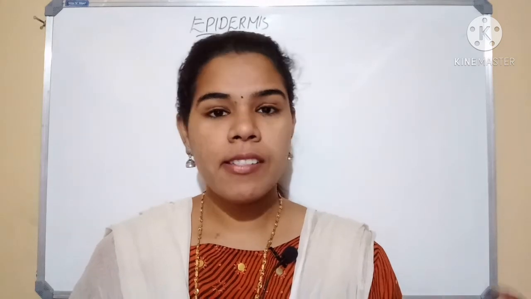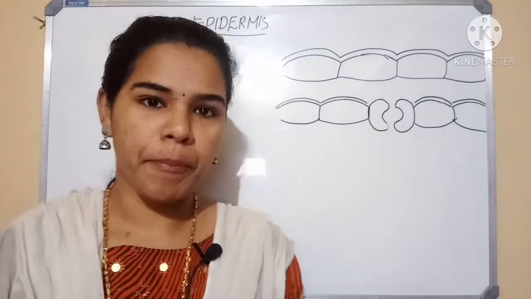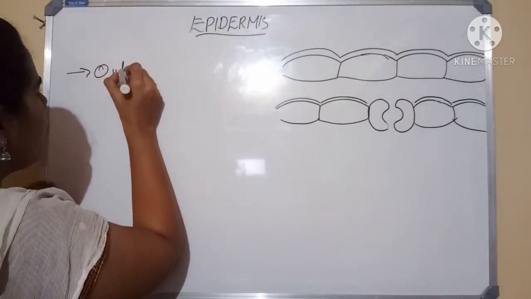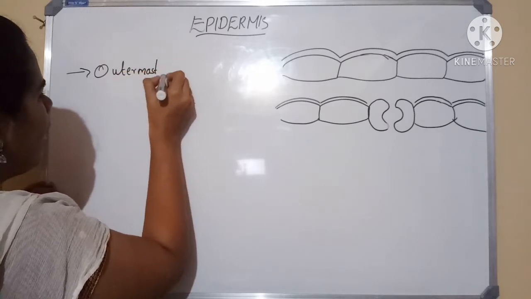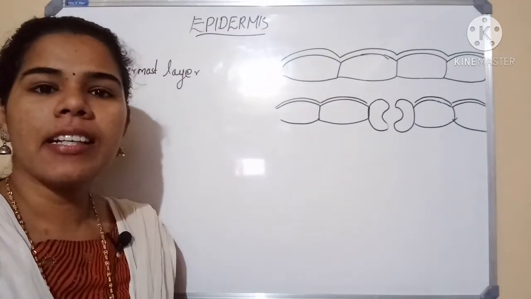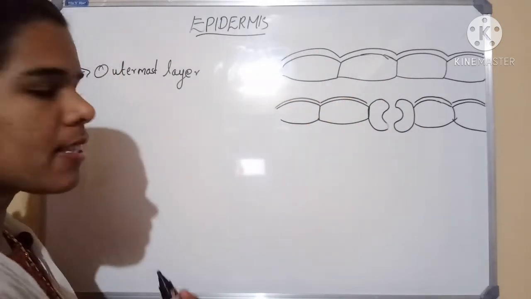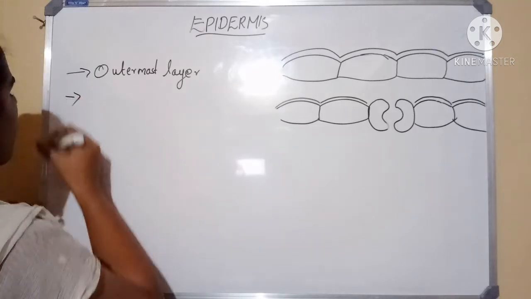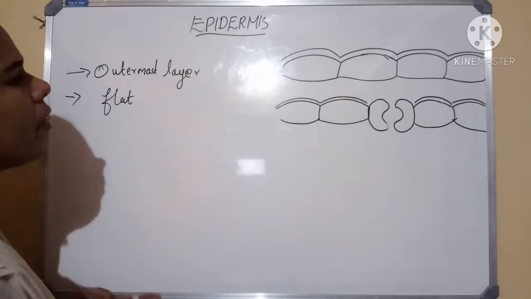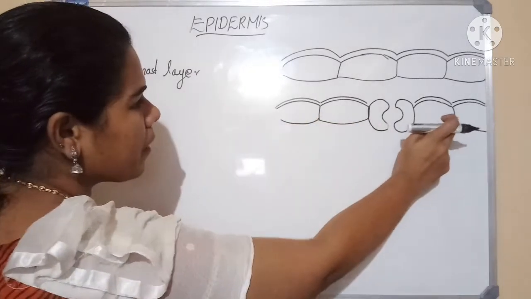So let's discuss the function of epidermis and the importance of epidermis. Picture of epidermis. It is an outermost layer, and it is commonly made of flat cells. You can see flat cells are there. So epidermal cells are flat and without intercellular space. You can see here there is no intercellular space.